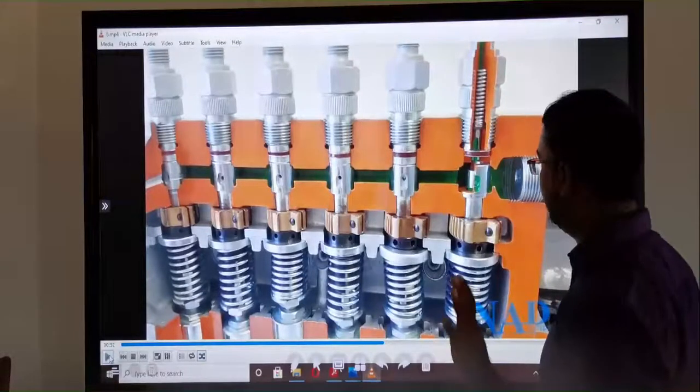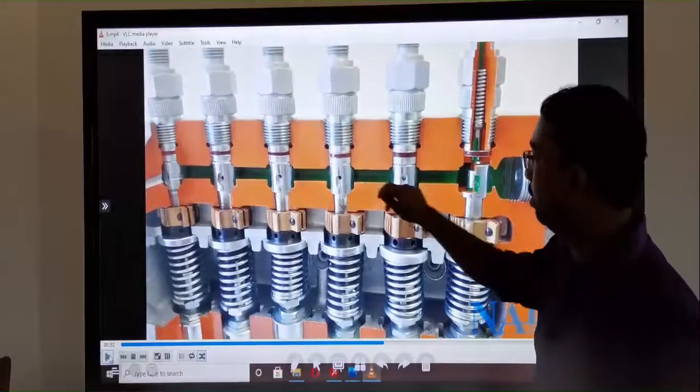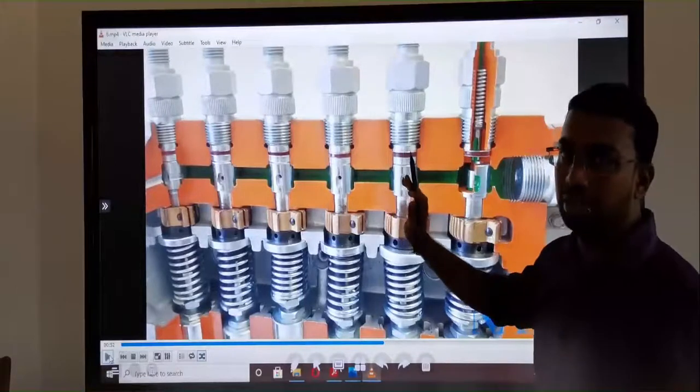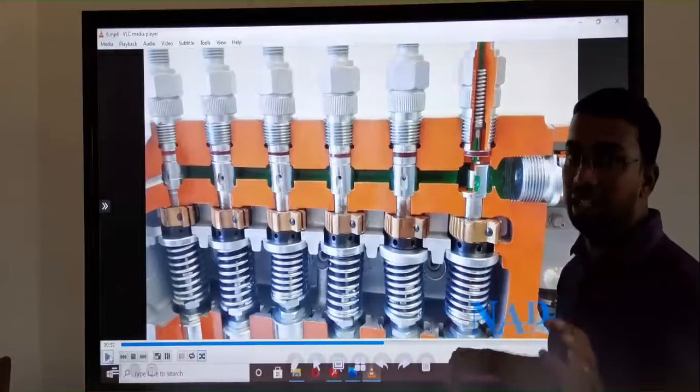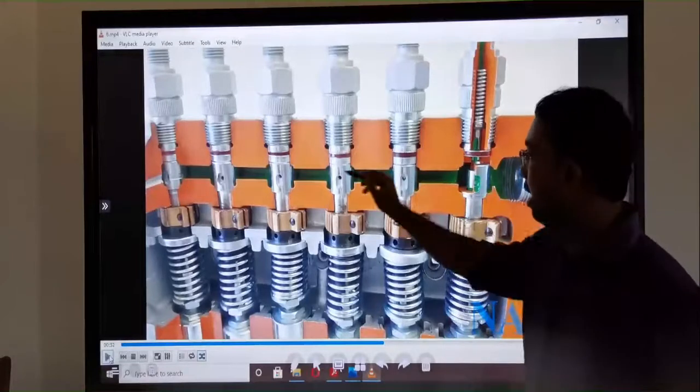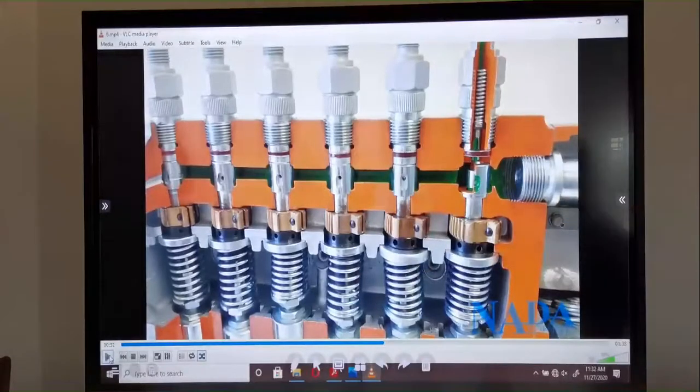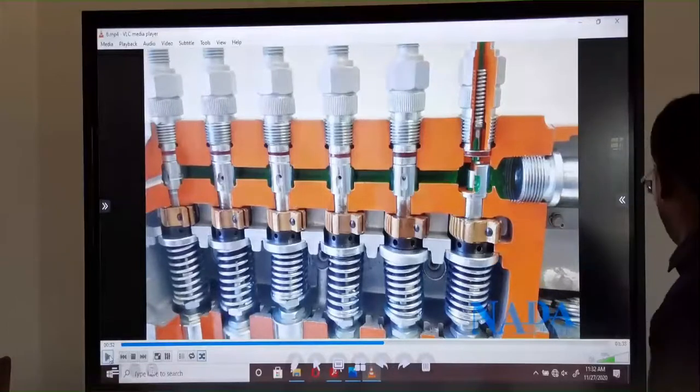So at the same time, there are 6 plungers. That means they are connected with the 6 injectors. So this line is filled with fuel by this opening for a while.